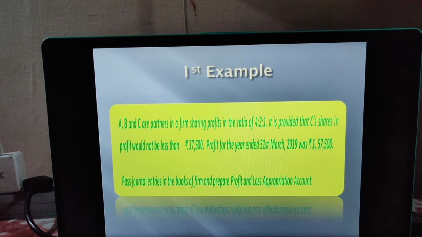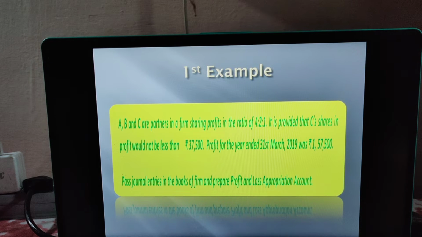Now we have the first example. See, it is written that A, B and C are partners in a firm sharing profits in the ratio of 4:2:1. It is provided that C's share in profit would not be less than 37,500.